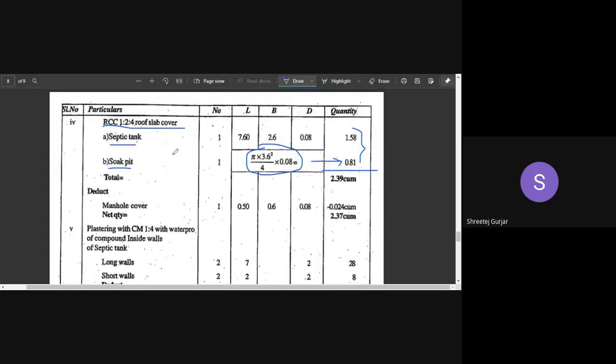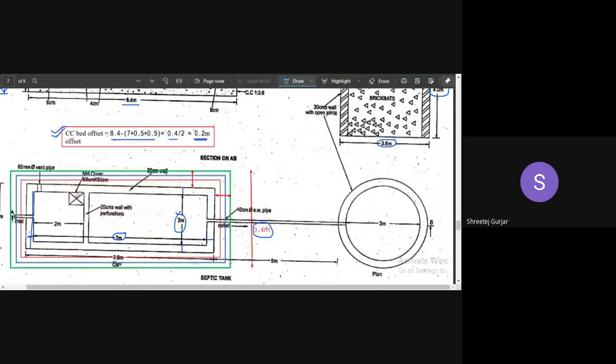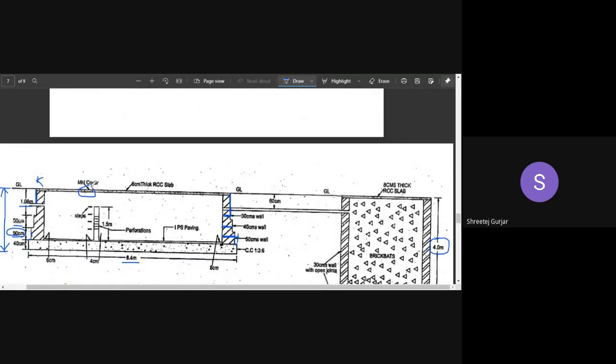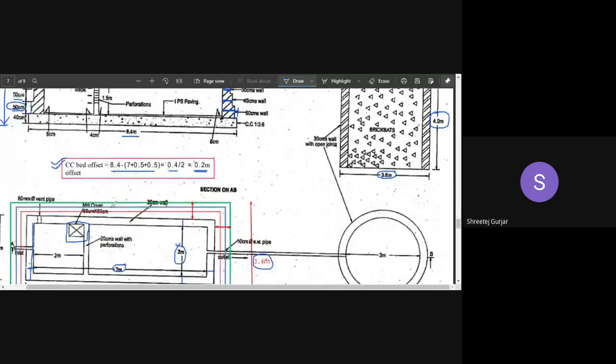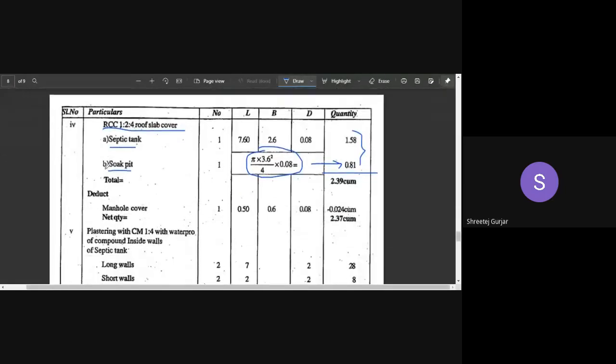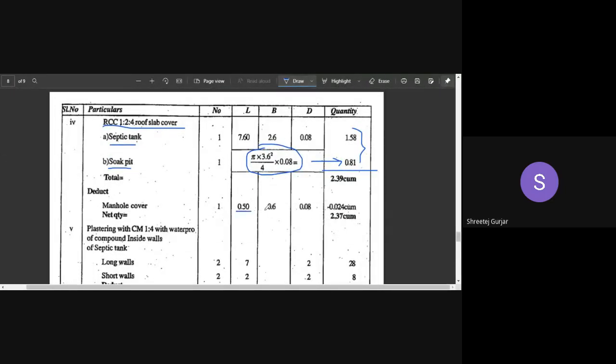Now, after the roof slab, we know that there are some openings provided in your roof slab. We need to provide an opening for the manhole cover so that we can get in and do the maintenance works, right? You can observe here a manhole cover is provided, so we need to deduct that part. The size of the manhole cover is 60 centimeters by 50 centimeters, so that is what we have deducted. Only one manhole we have, and the thickness will be the same as the roof slab itself.